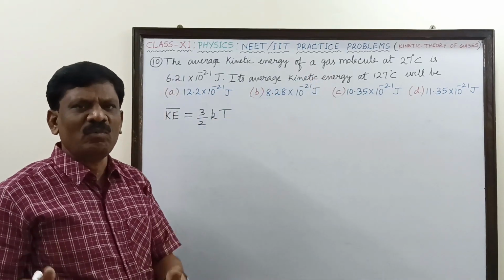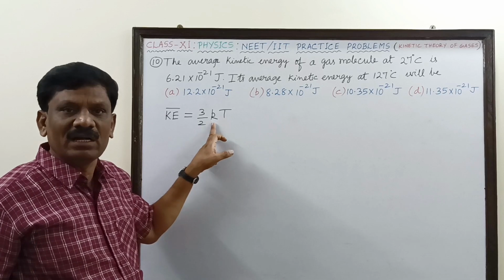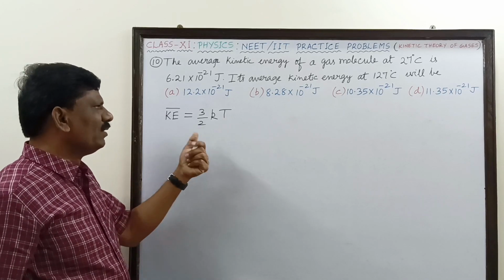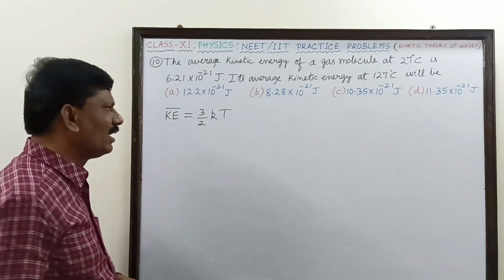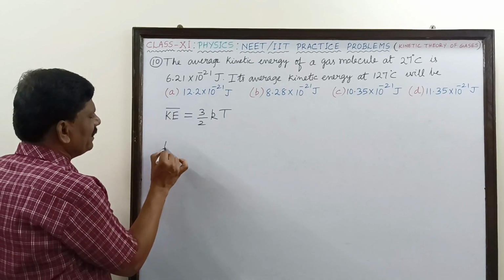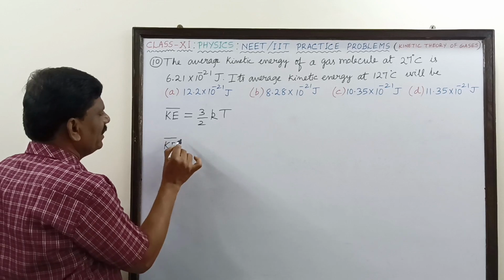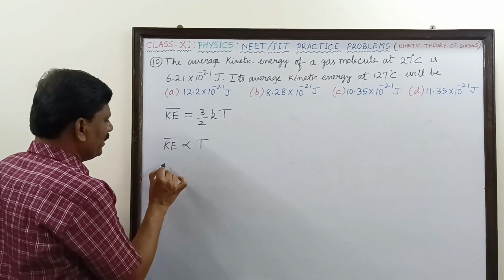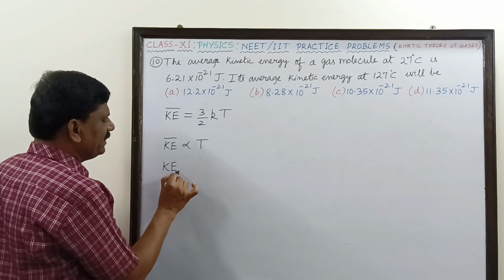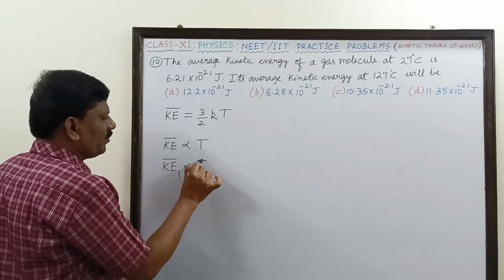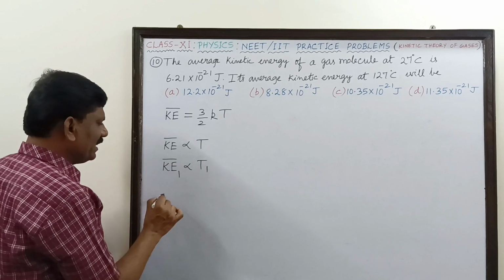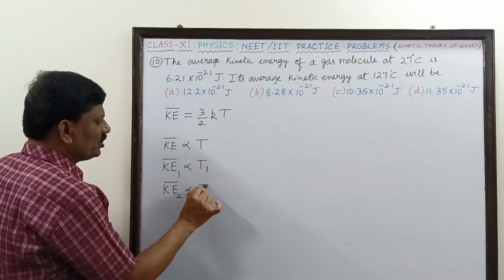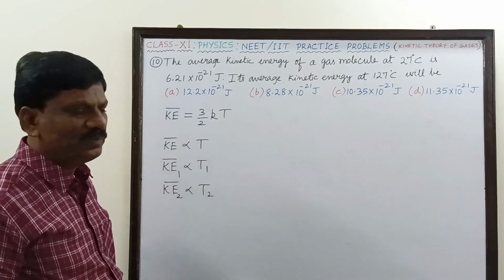If it is for 1 mole, it means 3 by 2 R into T, the capital R into T. Anyhow, K is also constant, R is also constant. Therefore, the average kinetic energy is proportional to the temperature. So, I will say that initial kinetic energy KE1 is proportional to temperature T1, and KE2 is proportional to the temperature T2.